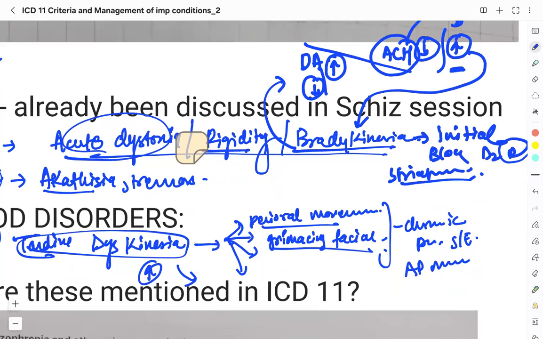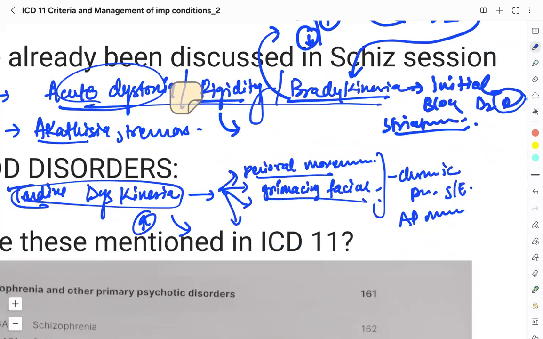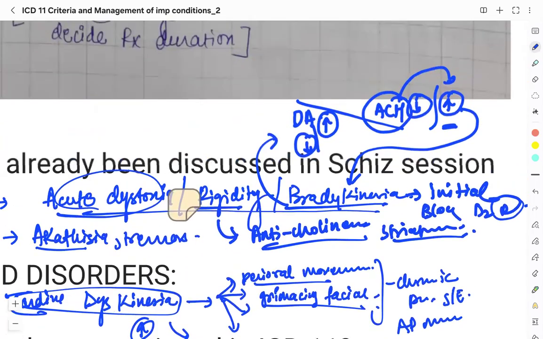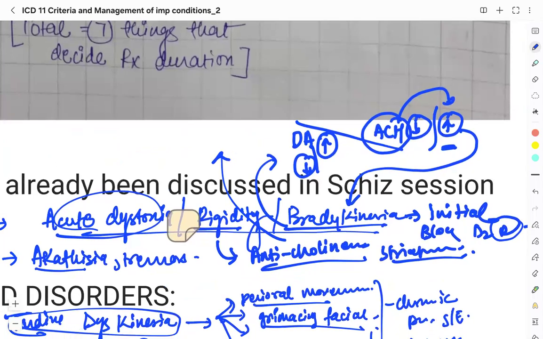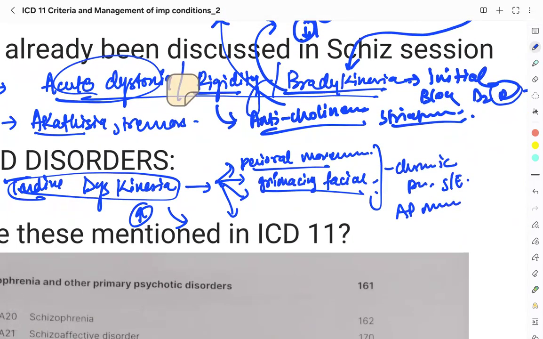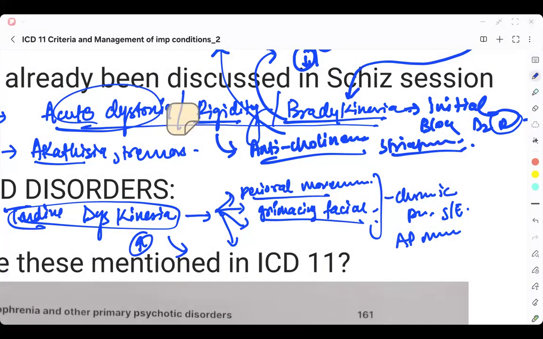Now, when these symptoms precipitate because of an increase in acetylcholine, we tend to give anticholinergics in these patients. Can you give me examples of some anticholinergics that we give in these patients? Anticholinergic examples, procyclidine. Yeah, you're correct. Very good.